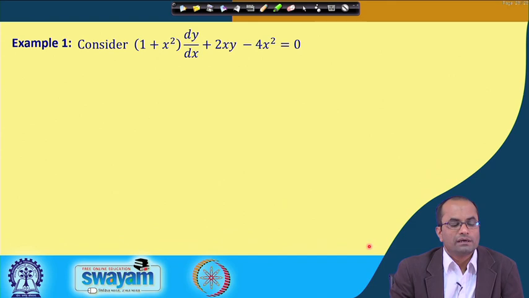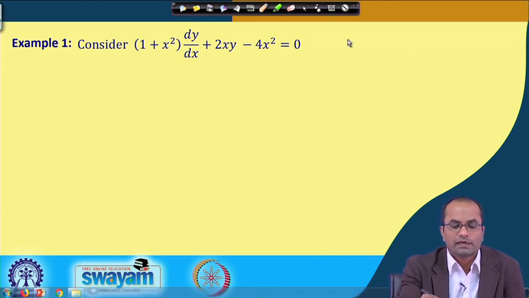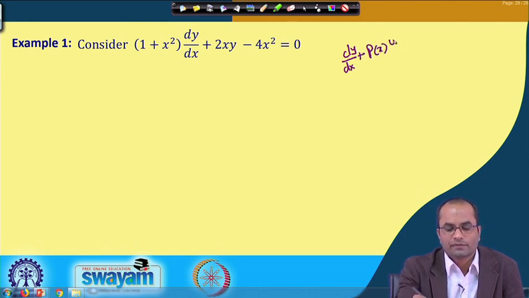So, going through the example here, example number 1, we consider that (1 + x²) dy/dx + 2xy − 4x² = 0. First we have to put it into the form which we have discussed, dy/dx. The standard form usually considered is dy/dx + p(x) y = q(x).